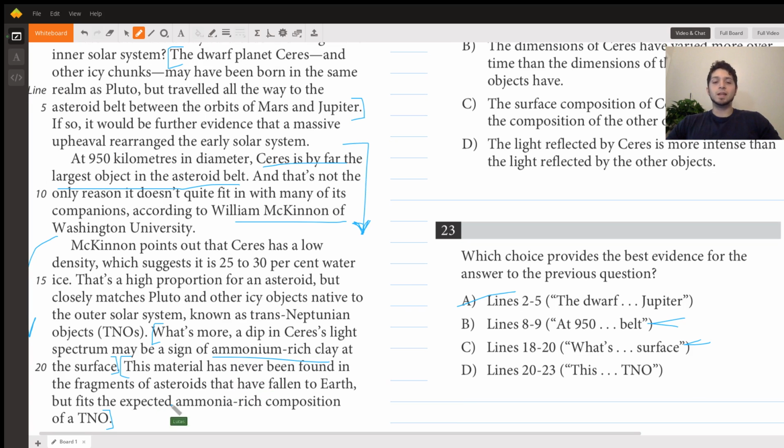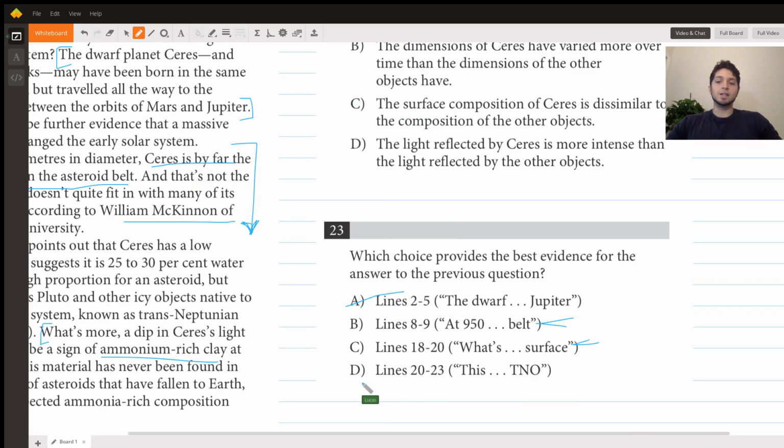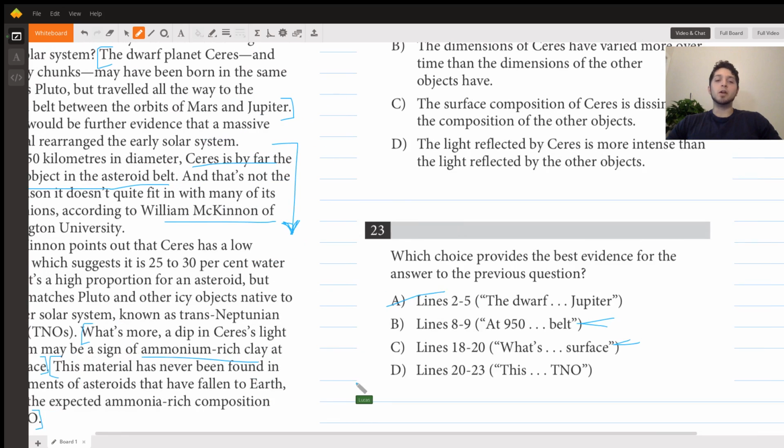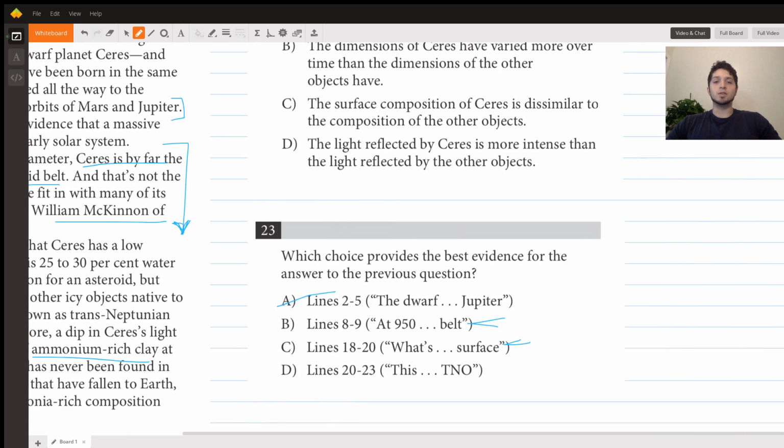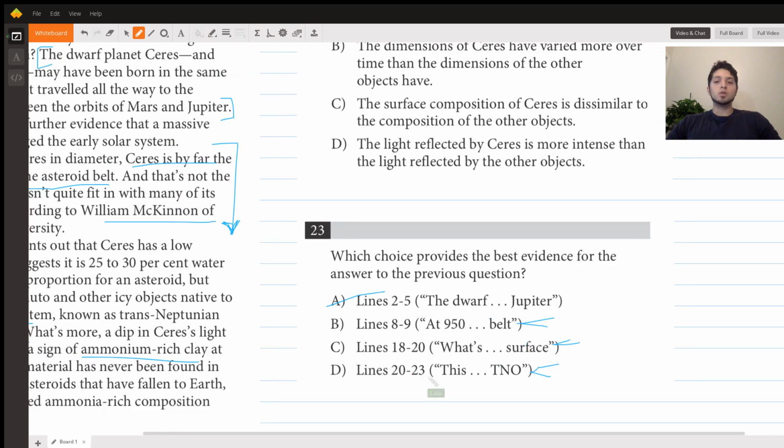However, the next sentence here tells us pretty clearly that this is a material that's never been found in the fragments of asteroids. So this second sentence here tells us why this is different from other objects in the asteroid belt. So I actually think that D is better than C because it more explicitly tells us why Ceres is different from other objects. So maybe we can keep C in the running a little bit, but in between C and D, I'm going to give D the favorite, right? So now we're kind of stuck.